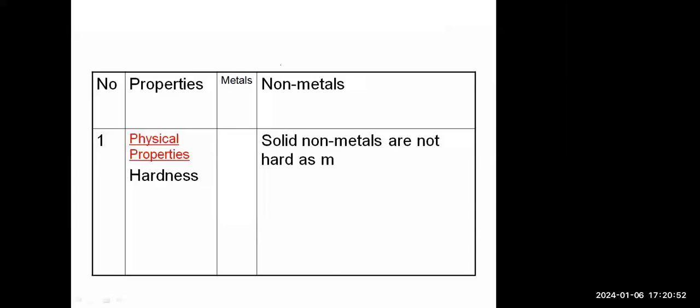Okay. So now, children, we start the physical properties of non-metals. Non-metals are not very hard. In fact, most of them are gases. So they are not hard. Even if they are solids, they are not hard, like carbon. Coal is carbon. It is not hard.